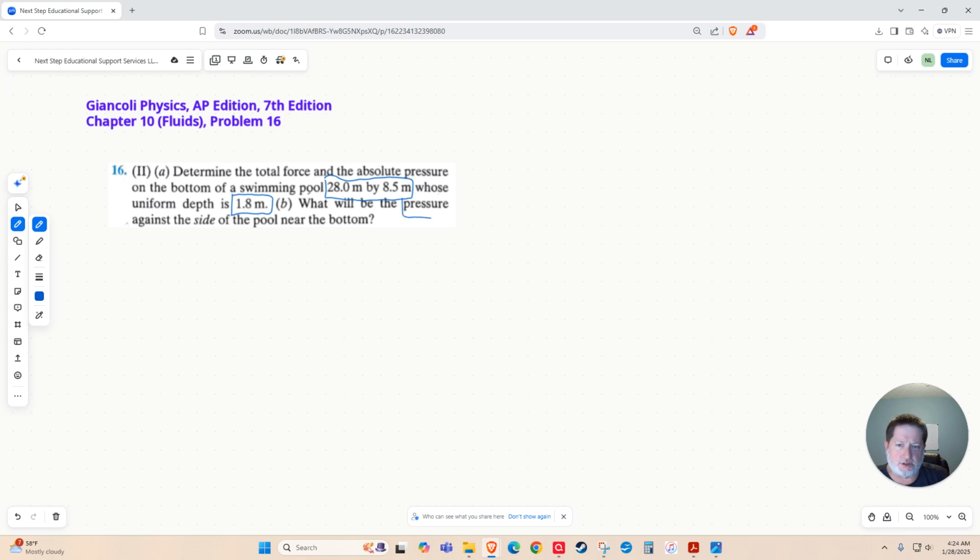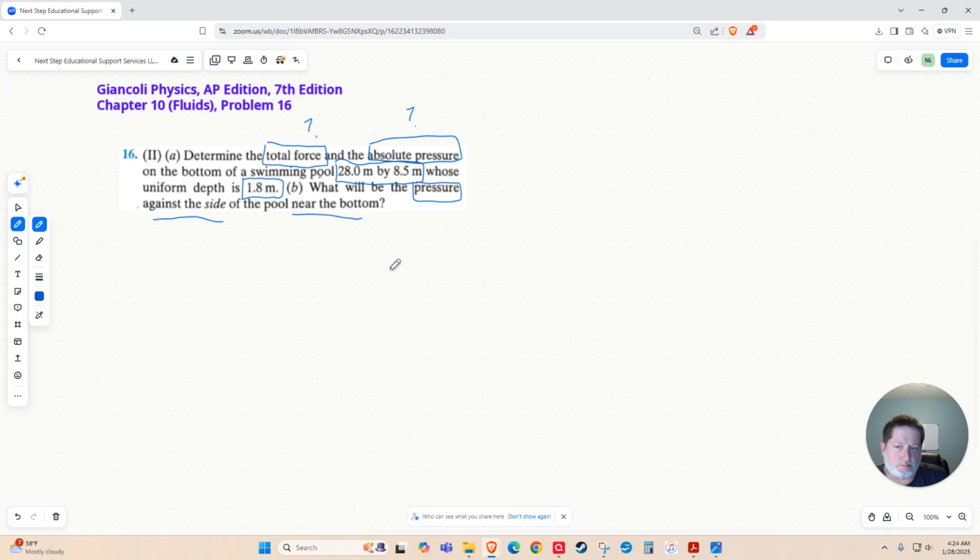They're asking us for the pressure, absolute pressure, and total force. These are all questions at the bottom of the pool. And then I also want to know the pressure against the side of the pool near the bottom. So we're going to take all those in turn.